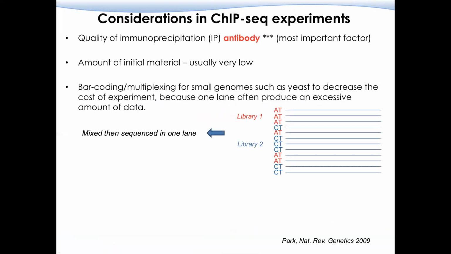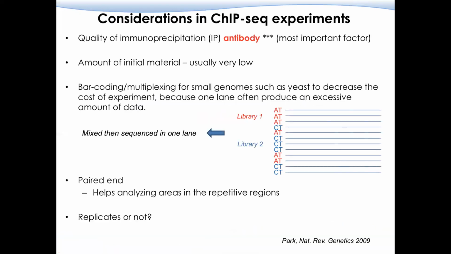And yeah, what's the most important thing in ChIP-seq? I already showed the slides here. I should have asked you before I showed it. Yeah, it's the antibody, right? If the antibody is not specific, whatever you got is messed up. You have no idea what that is. So the antibody is most important.